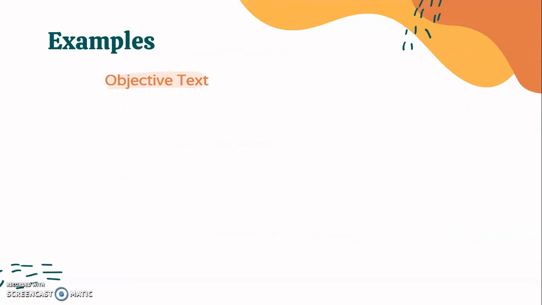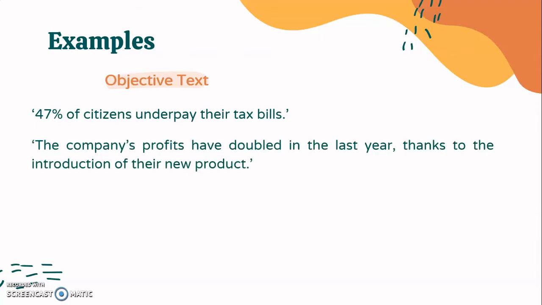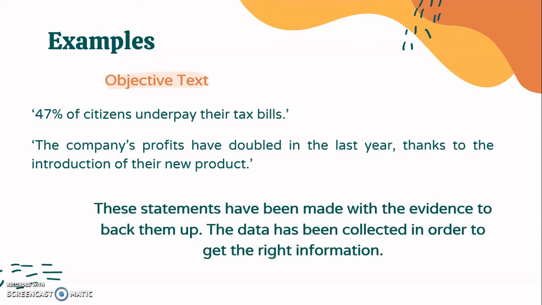Let's come to objective examples. 47% of citizens underpay their tax bills. Second sentence. The company's profits have doubled in the last year thanks to the introduction of their new product. So as you can see in these two sentences, these statements have been made with evidence to back them up. So the data has been collected in order to get the right information. So they are objective sentences.